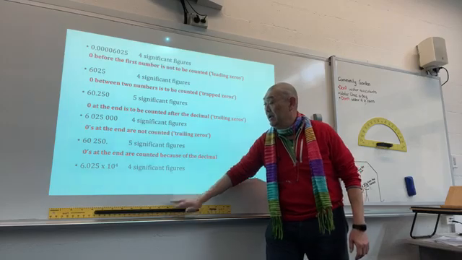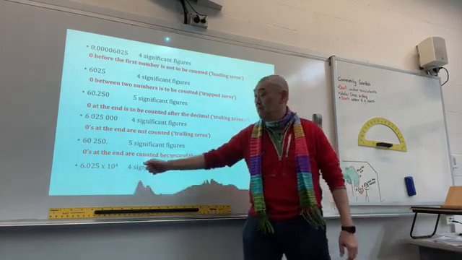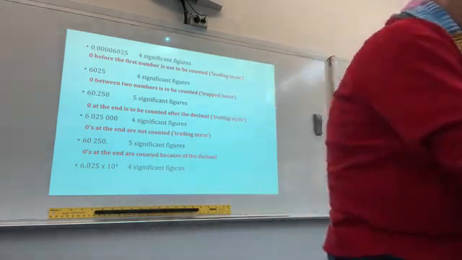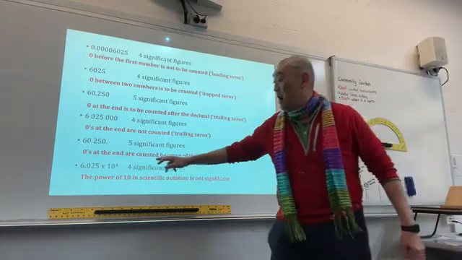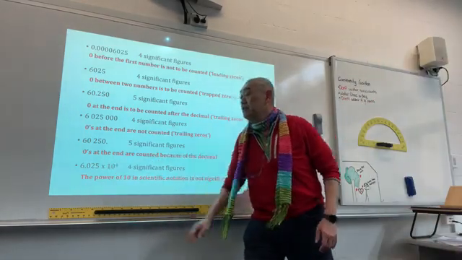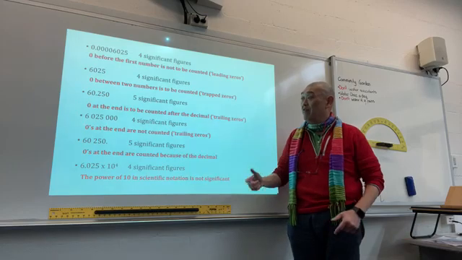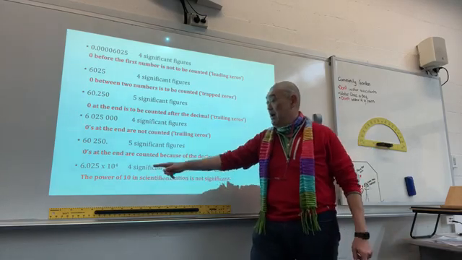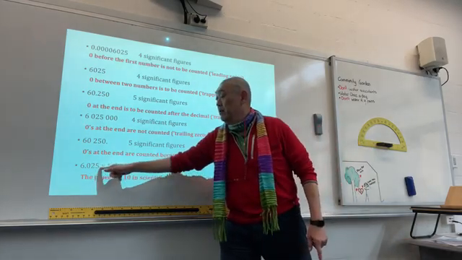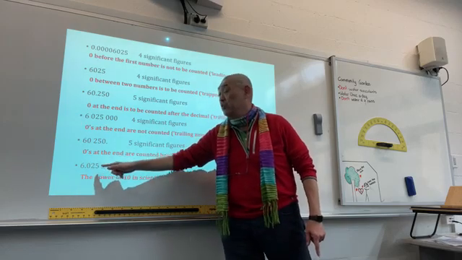And finally, what about this? We actually ignore the power of 10. So there's 6.025 times 10 to the power of 4, which means there is 1 extra 0, and it is actually 60250.